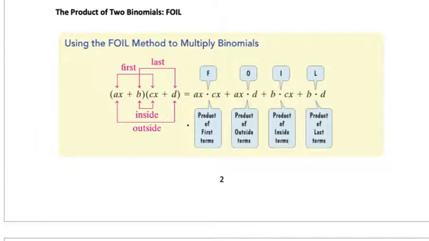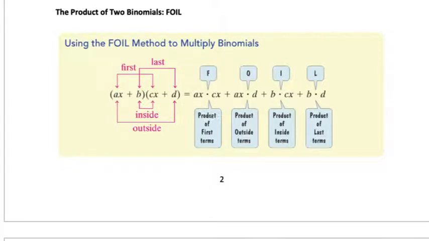Next, we're going to talk about multiplying, specifically multiplying binomials, and using the FOIL method to do that. So the FOIL method stands for first, outside, inside, last. So F, you multiply the two first terms of the binomials. Remember, binomial means it has two terms. So we have two things here with two terms, two binomials.